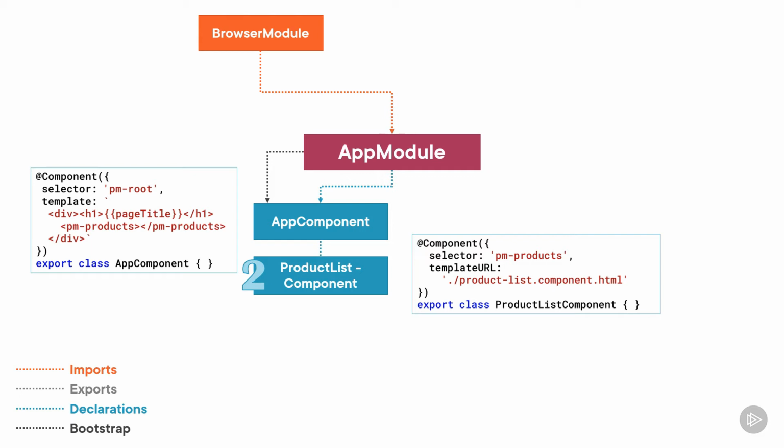There are two ways to expose a directive in an Angular module. We can declare the component in the Angular module as we show here. Or if the component is already declared in another Angular module, we can import that module, similar to how we import browser module here. Now let's jump back to the demo and give this a try.